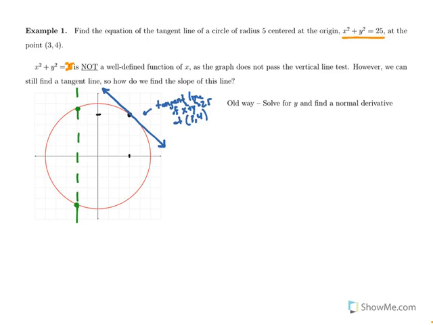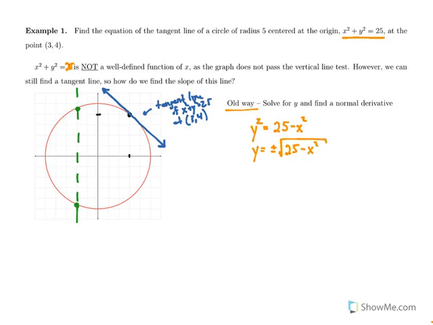Well, there's going to be two ways we're going to do it. One is the old way, and I want to just go through this to see how we could take care of this specific problem, but then know that this process does not work in general. And a lot of other questions we're going to look at in this section, this will not work. So the way we could do it is that we could solve for y and then find a normal derivative. So we could write this as y squared equals 25 minus x squared, and then y equals plus or minus the square root of 25 minus x squared.